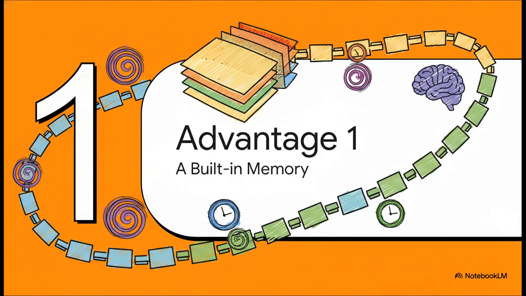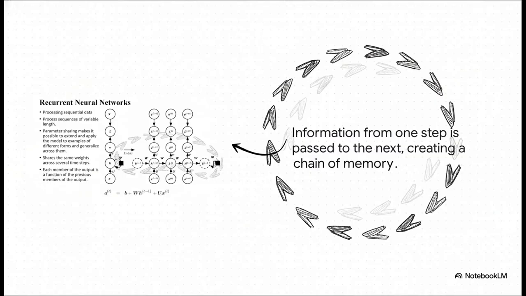Okay, so that ability to remember, that's the first huge advantage we really need to unpack. It's like having a built-in memory that lets an RNN actually understand context and order. So this diagram here basically unfolds that memory loop so we can see how it works over time. Information from one step gets passed along and actually influences the next step, creating this sort of chain of memory. And what's really efficient about this is that the network uses the exact same set of rules, or weights, at every single step. That's a concept called parameter sharing. It just learns one set of rules and then applies it over and over again to the whole sequence.